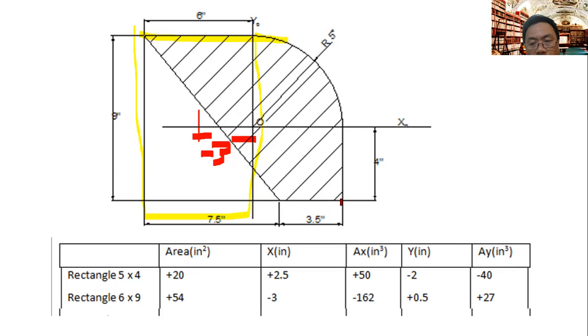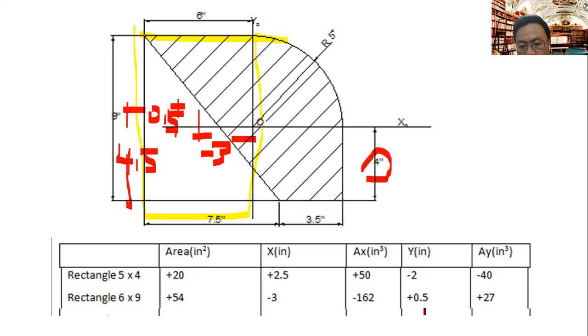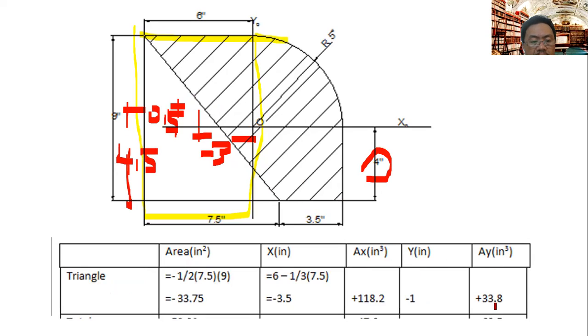Okay. Y as well. So if it is 9, this is 4. The centroid is here. It's supposedly 4.5. If this is 4, so meaning here it's going to be 0.5. Okay, it's positive because it's above 0, and then you can compute the area y or AY, 27. And then the triangle, now triangle, we are going to make it as negative.